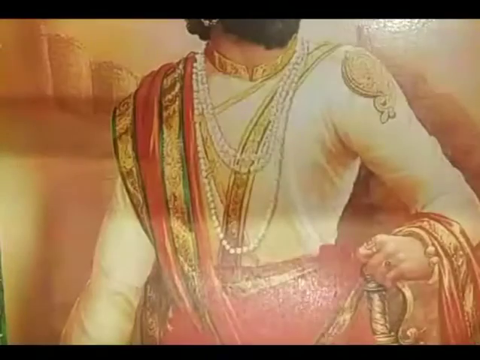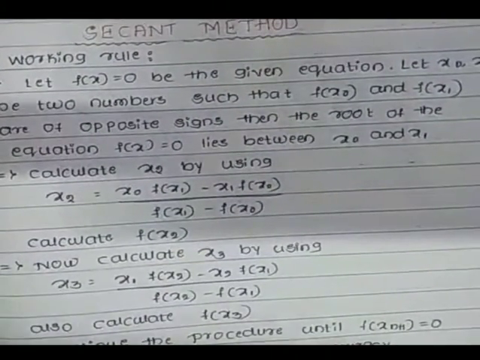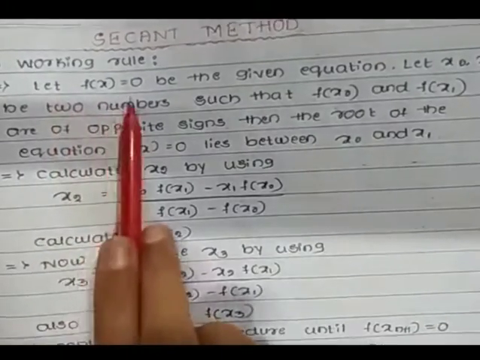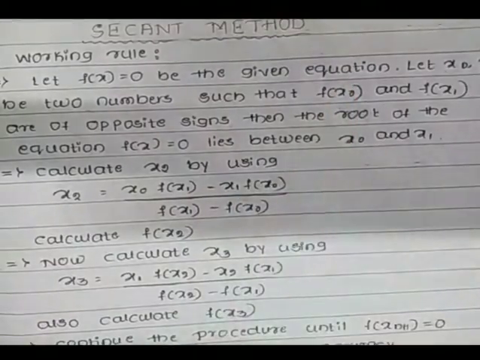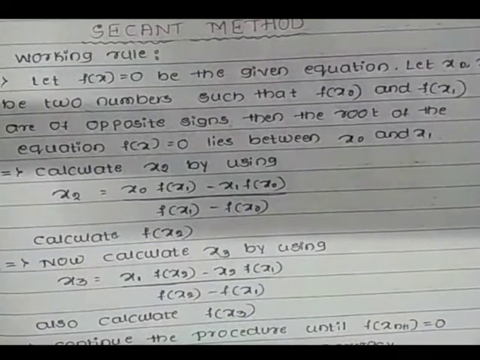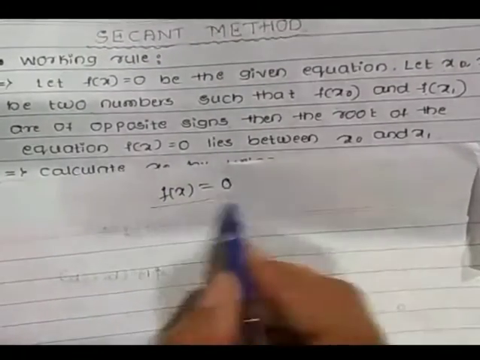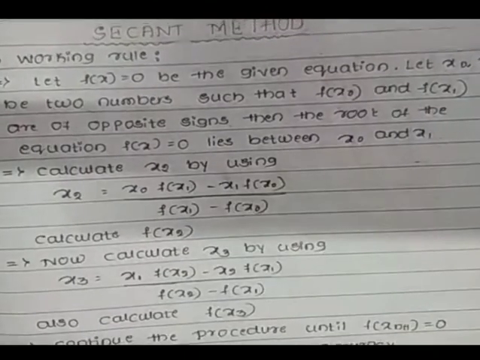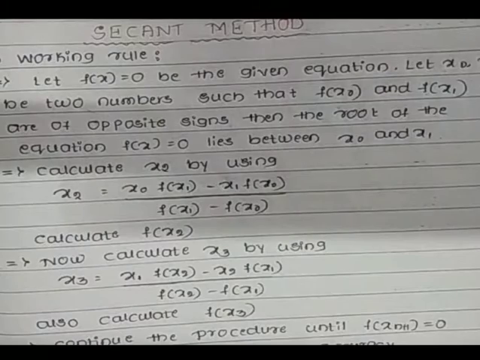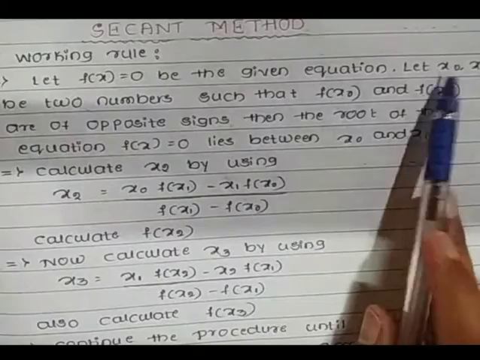So in short, we will discuss now the working rule of the secant method. In the working rule of the secant method, what do we have? Let f of x is equal to 0 be the given equation. So in the question, first they will give us a function, that is f of x is equal to 0. So this will be the given question. Then next, what we have to do is find x naught and x1.